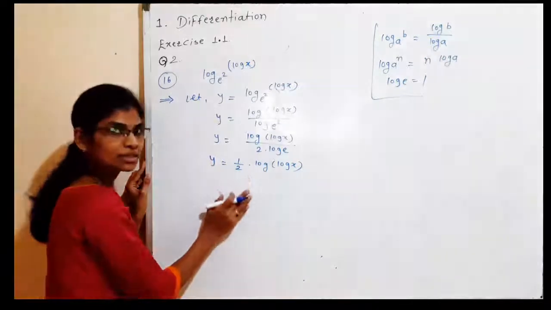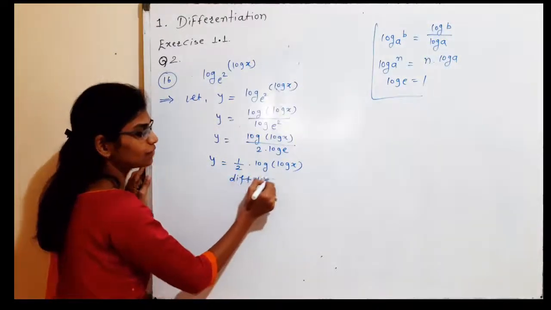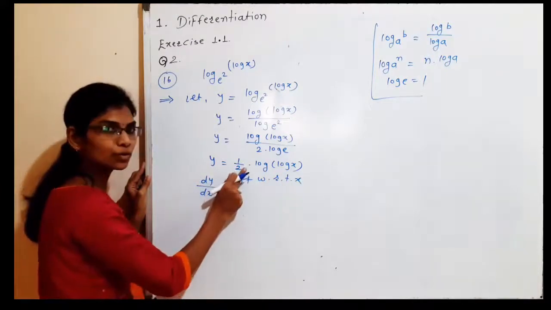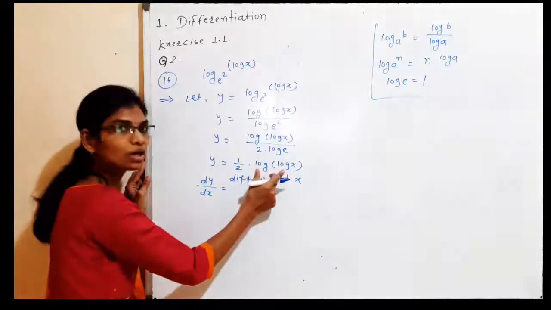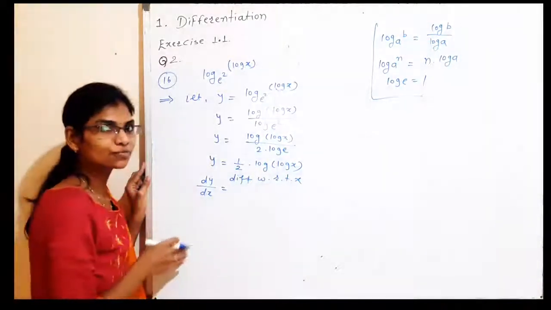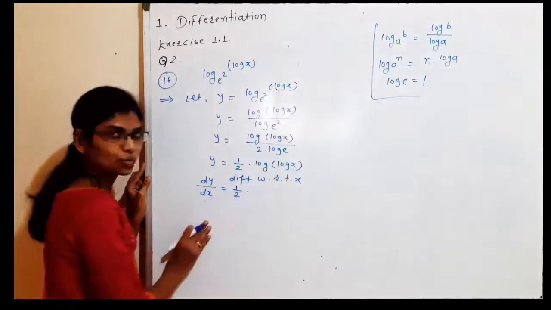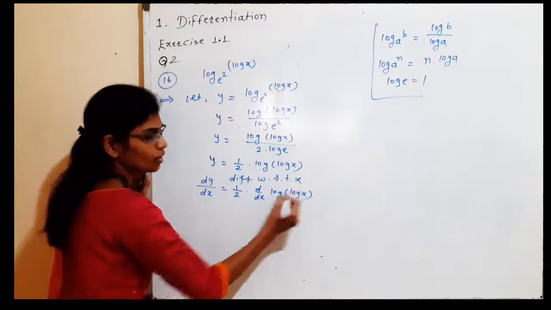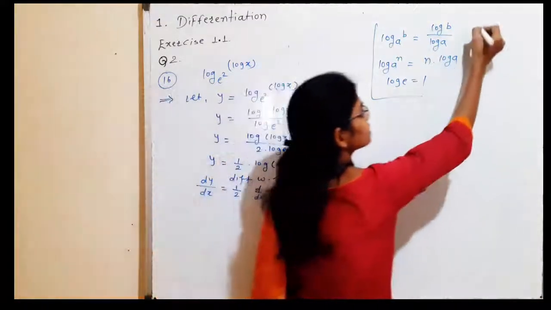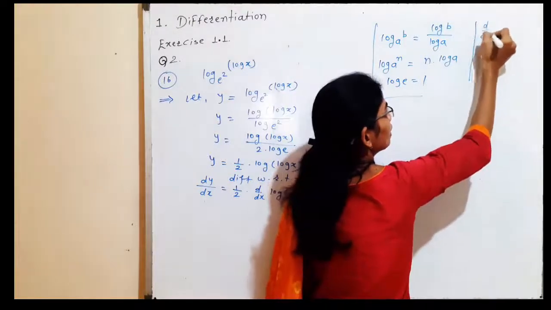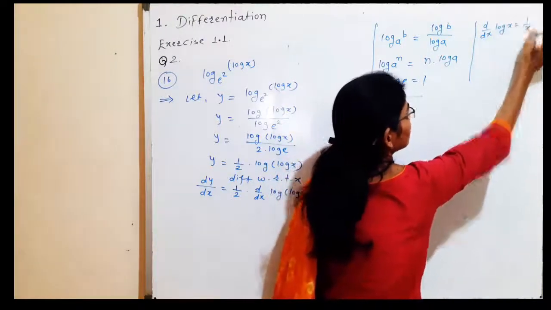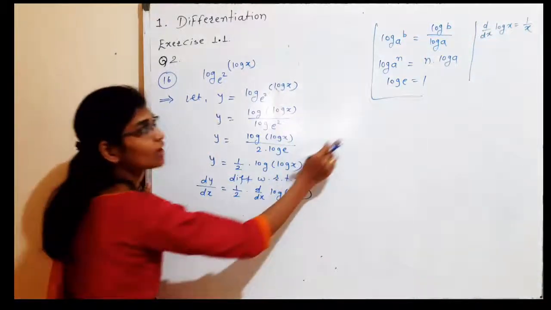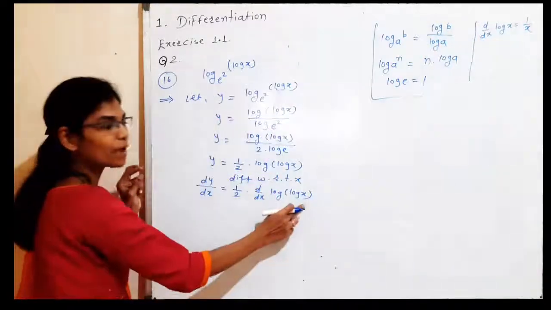Now we can differentiate this given function with respect to x. Therefore, the derivative of y with respect to x is equal to 1 by 2, which is a constant in multiplication to the function. That is why we take it out of the derivative, and that is 1 by 2 multiplied by the derivative of the function, that is log of log x. We know that the derivative of log x is 1 by x.